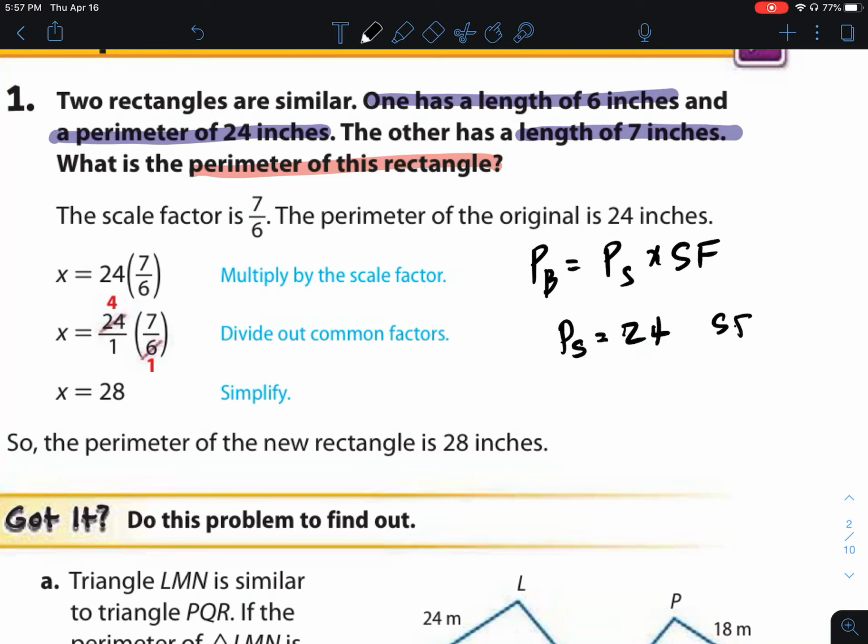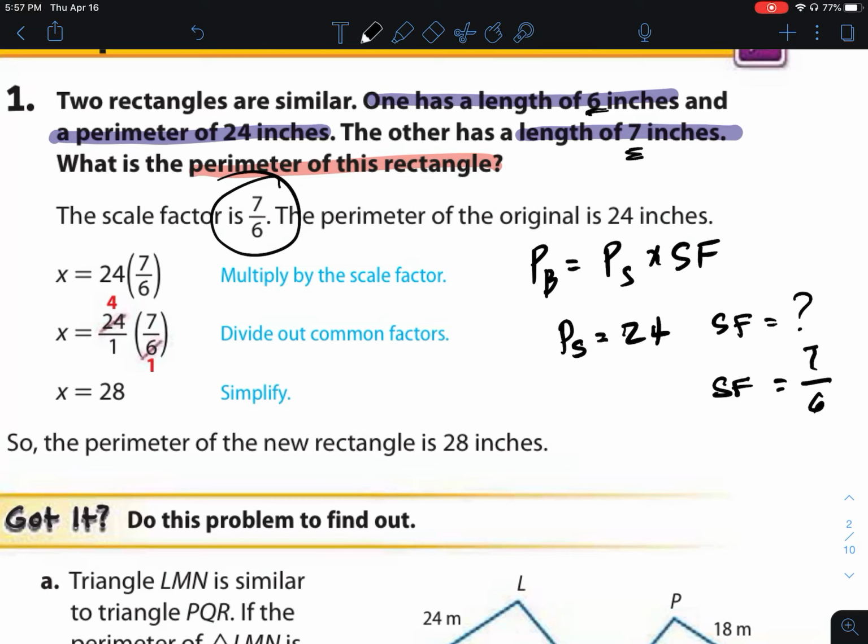We don't know what the scale factor is. Again, remember what we talked about in terms of scale factor. We want to get the length of the bigger figure, in this case that's 7, and put it on top of the length of the smaller figure, which is 6. So our scale factor is actually 7 over 6. That's how you got that.